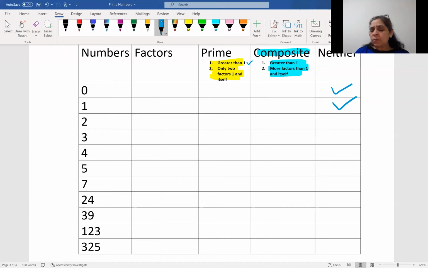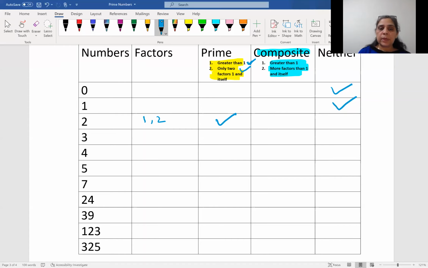Now let's see 2. Is it greater than 1? Yes, so the first condition is satisfied. Now we will check the factors of 2. There is only one way we can make 2, right? 1 times 2 is 2. And also you can think about, can we divide by any other number except 1 and 2? No. So it has factors only 1 and 2, right? So the condition is satisfied for prime. So it is a prime number.